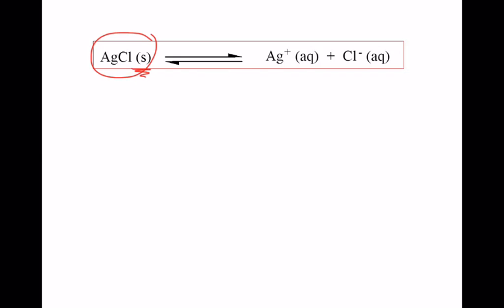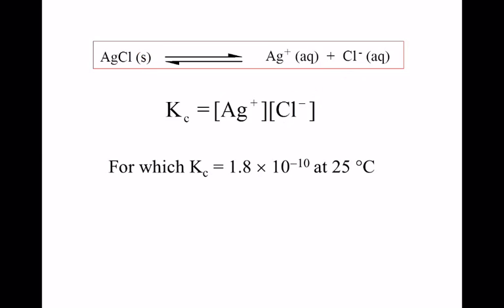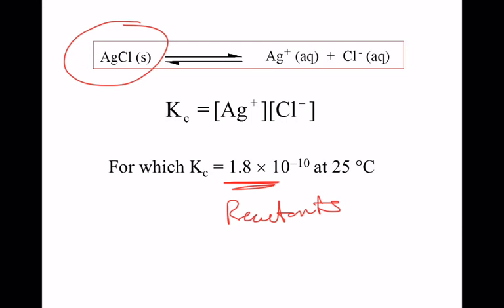So the equilibrium constant expression for this looks like this, where Kc, your equilibrium constant, is equal to your products raised to their stoichiometric coefficients. The reactant does not appear because it's a solid. By the way, the equilibrium constant for this is very small. So again, if you have a Kc that's very small, that very much favors the reactants, and the reactant here is your solid.